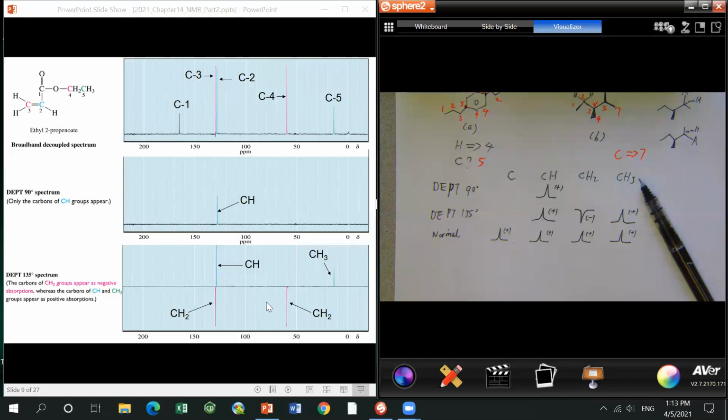In DEPT 135, these two have two hydrogens attached. Eventually the CH3 shows as a positive signal in the 135. So that's very useful.